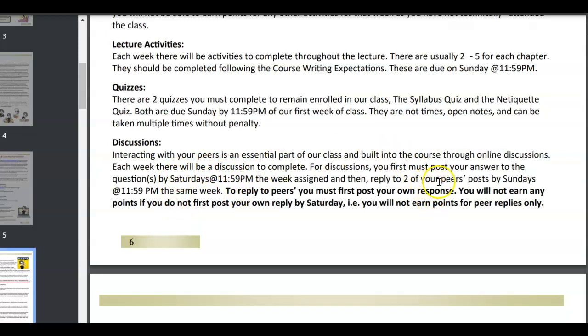And then you have to reply to 2 of your peers' posts by Sunday. Okay, so by the next day. Now, to reply to your peers' posts, you first have to post your own reply. And if you don't post your own reply, you will not be eligible to earn any points from peer replies. In fact, it won't even let you do it.